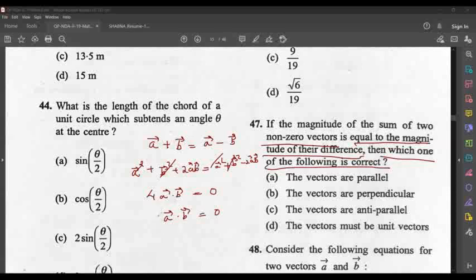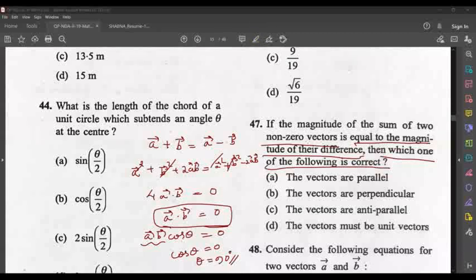When does the dot product become 0? The dot product means ab cos theta, isn't it? So that becoming 0 means cos theta equals 0, since the two vectors are non-zero. Cos theta equal to 0 means theta is equal to 90 degrees. So when two vectors are perpendicular, their dot product is 0. So these vectors are perpendicular, and the answer is option B, the vectors are perpendicular.